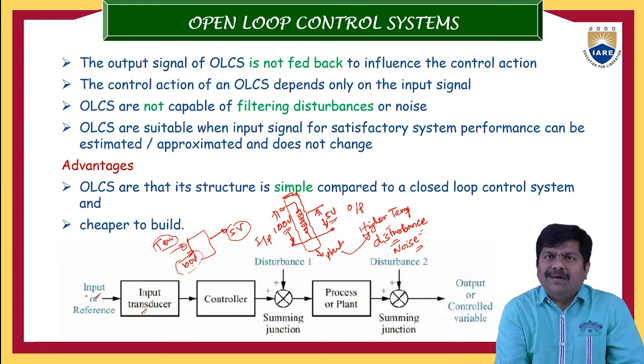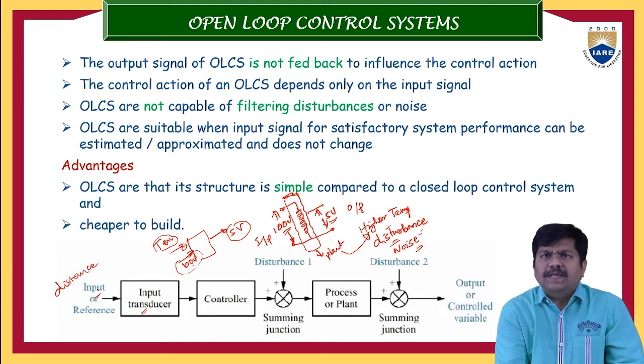If the input is not in the actual form, let us assume this transducer converts all other energies into electrical energy. If we want to control an electrical parameter, we require only an electrical parameter. Let us assume the input is displacement, distance or displacement. This should be converted to an electrical signal, so in this process we require a transducer. Let us assume this transducer is capable of converting mechanical energy to electrical energy. That electrical output is given to the controller.